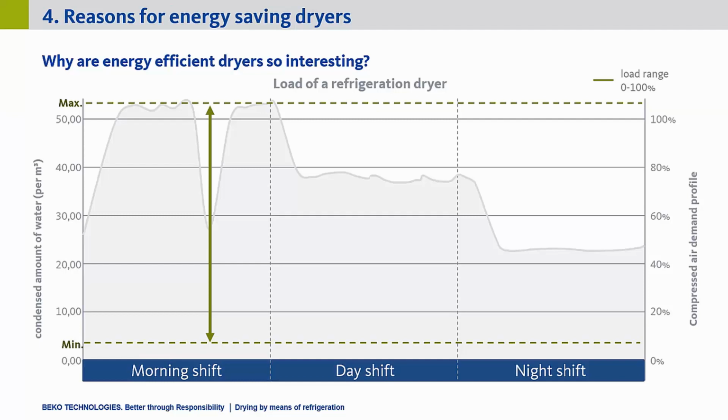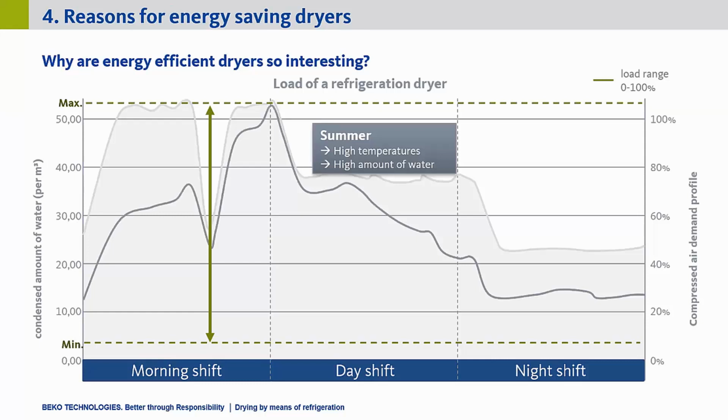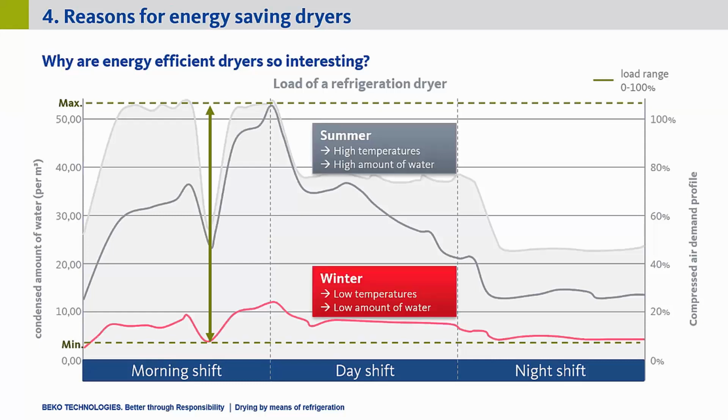In fact, the workload on the dryer also depends on how much water the incoming compressed air carries with it. And as we said before, the water load of the compressed air increases with rising temperature. So naturally, this plays a major role, especially in the difference between summer and, vice versa, winter. So due to the wide volume flow and temperature range, refrigeration dryers typically operate all year around in a very wide load range, from approximately 0 to 100%.